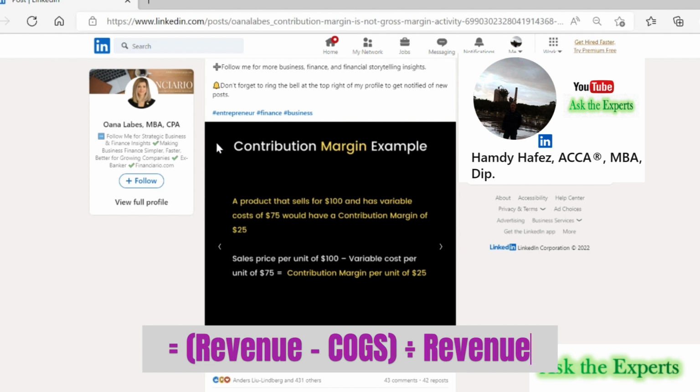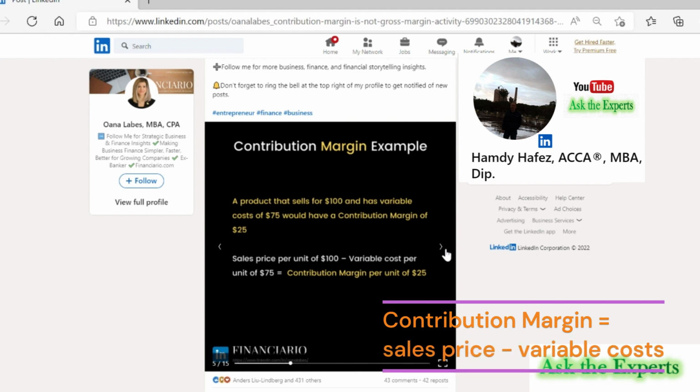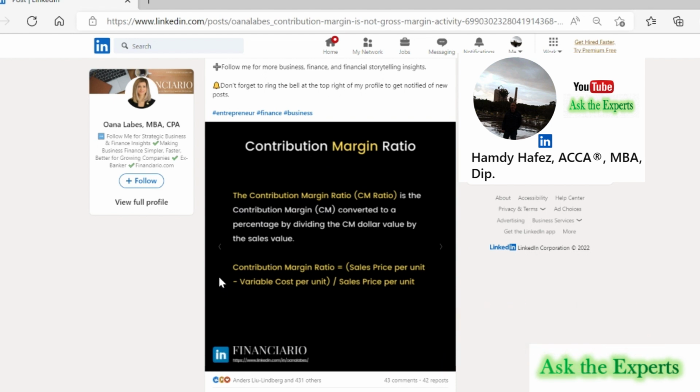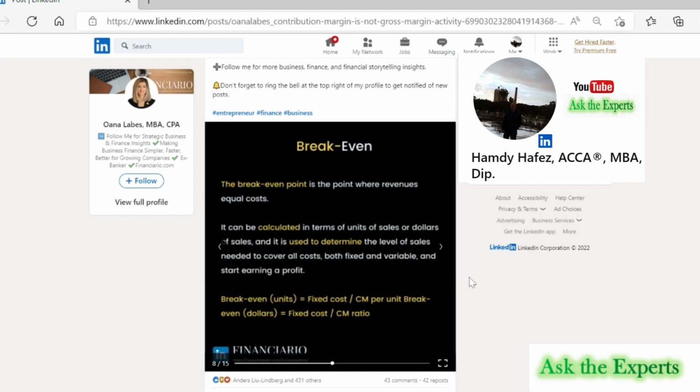On the other hand, Ona stated that the contribution margin, CM, is the sales price of a product or service, less all its variable costs. It represents the incremental profit per unit earned on the sale after covering variable costs: direct materials, direct labor, and variable overhead.